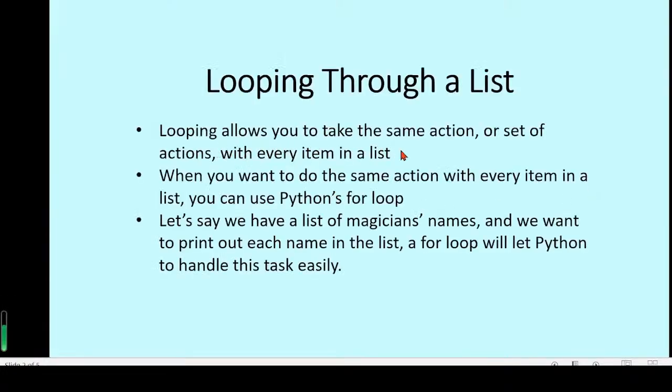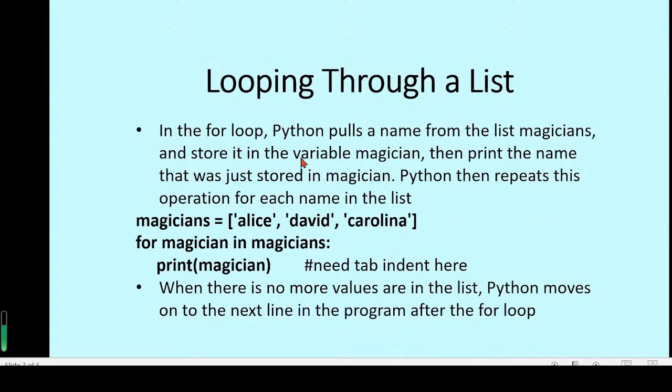Looping allows you to take the same action or set of actions with every item in a list. So when you want to do the same action with every item in a list, you can use Python's for loop. Let's say we have a list of magicians' names, and we want to print out each name in the list. A for loop will let Python handle this task easily. In the for loop, Python pulls a name from the list magicians and stores it in the variable magician. Then print the name that was just stored in magician. Python then repeats this operation for each name in the list.